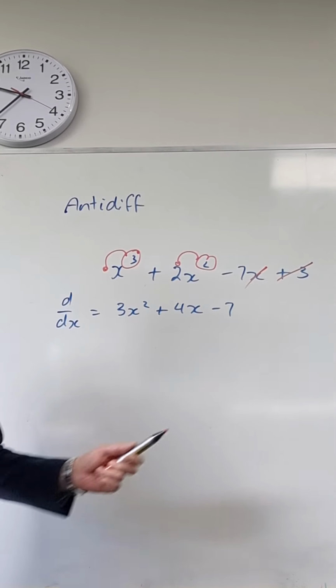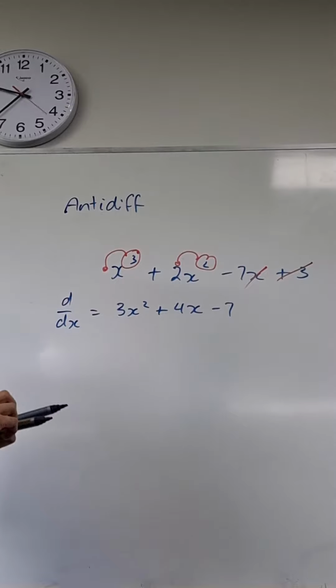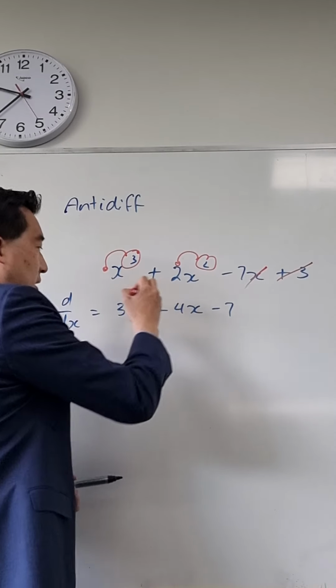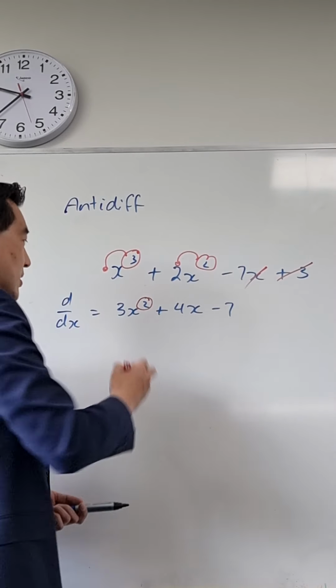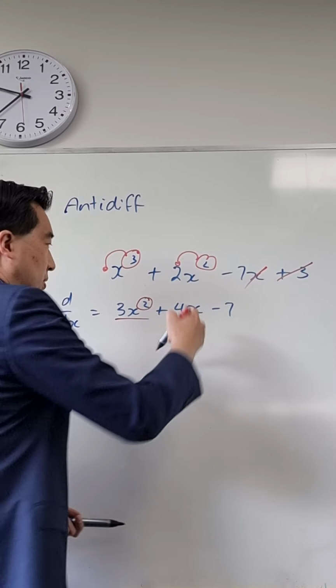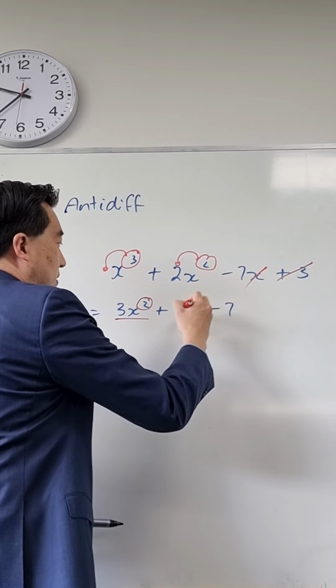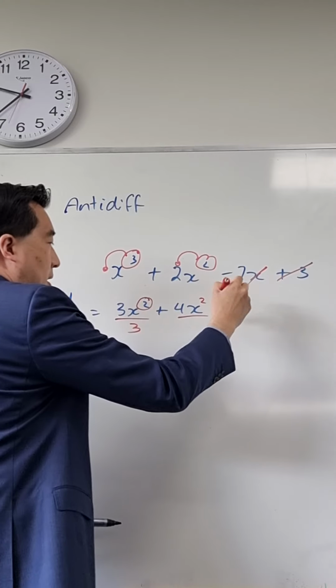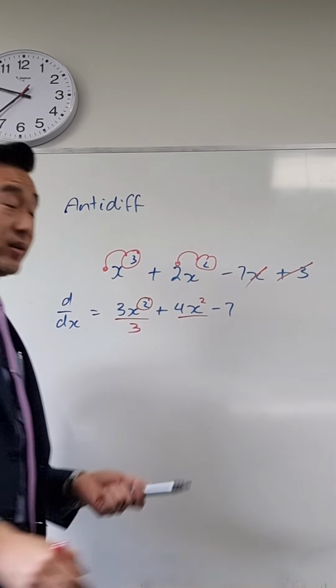To go the opposite way, what you do is you add 1 to that power, the opposite process, and divide by that new power. So same with this one, add 1 to this, divide by that new power. If it doesn't have an x, you tack on an x.